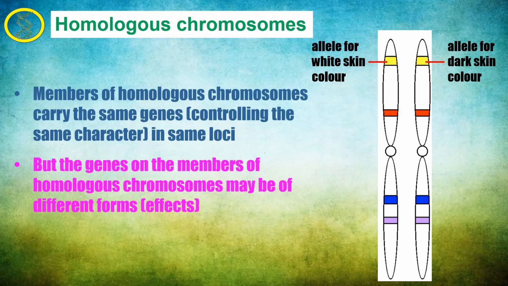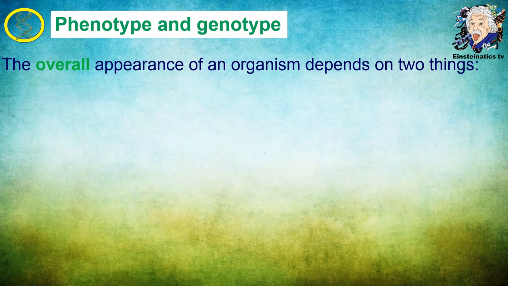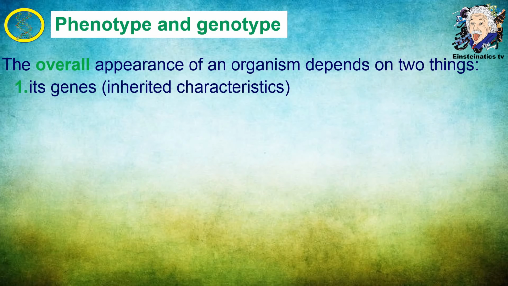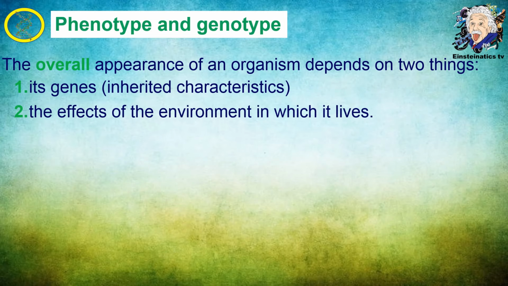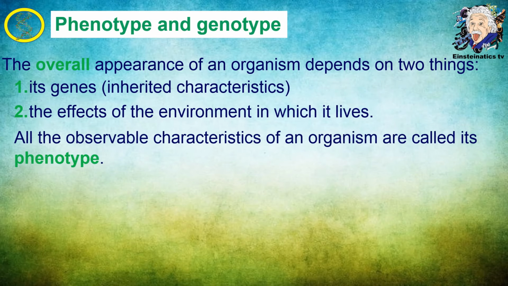So ano ba yung magiging kalalabasan ng isang organism? Yung white ba or yung dark skin color? Ito yung sagot sa question natin kanina. Yung overall appearance ng isang organism ay nakadepende sa dalawang bagay. Yung una is its genes or yung inherited characteristics, which is passed galing sa parents to their offspring. The other one is the effects of the environment in which it lives.